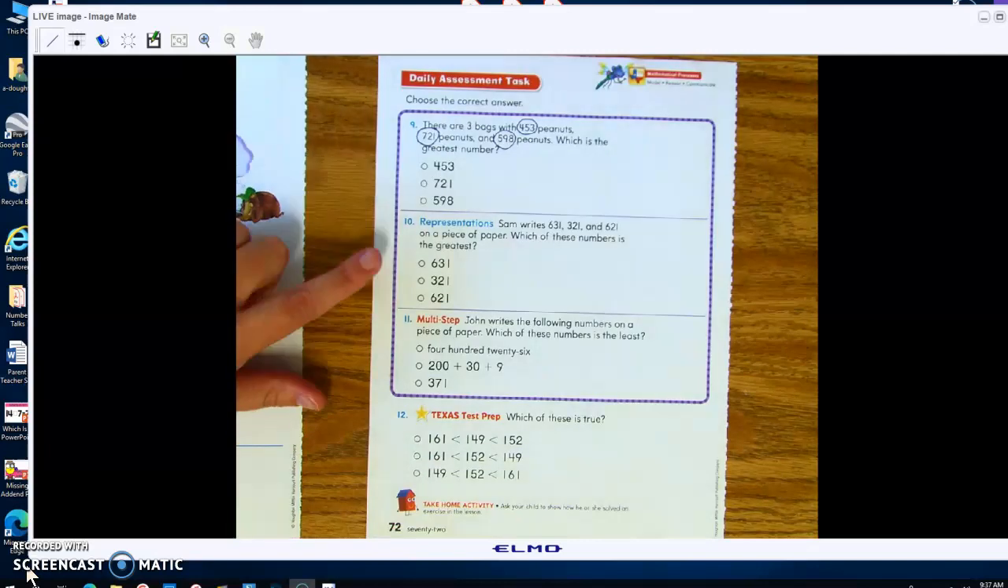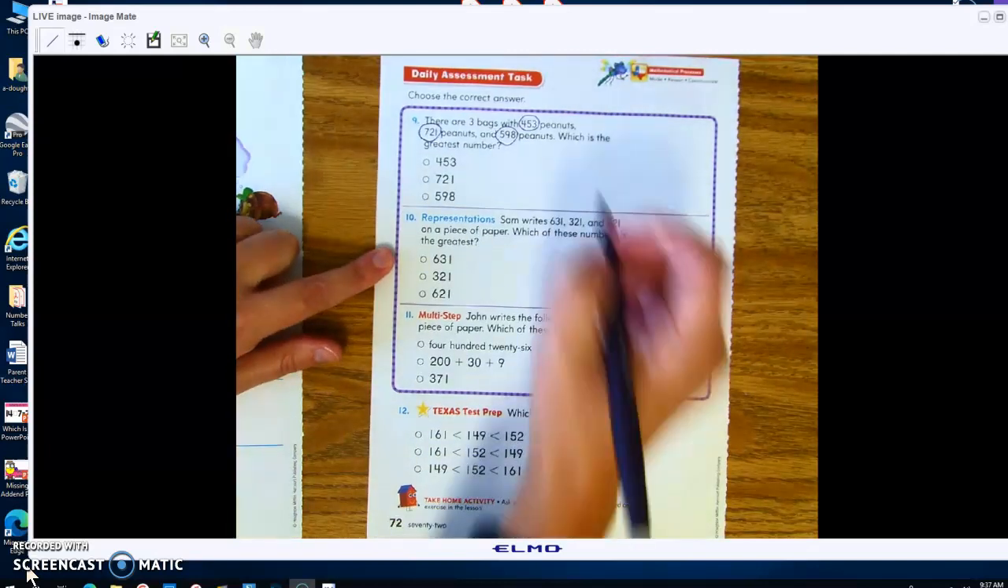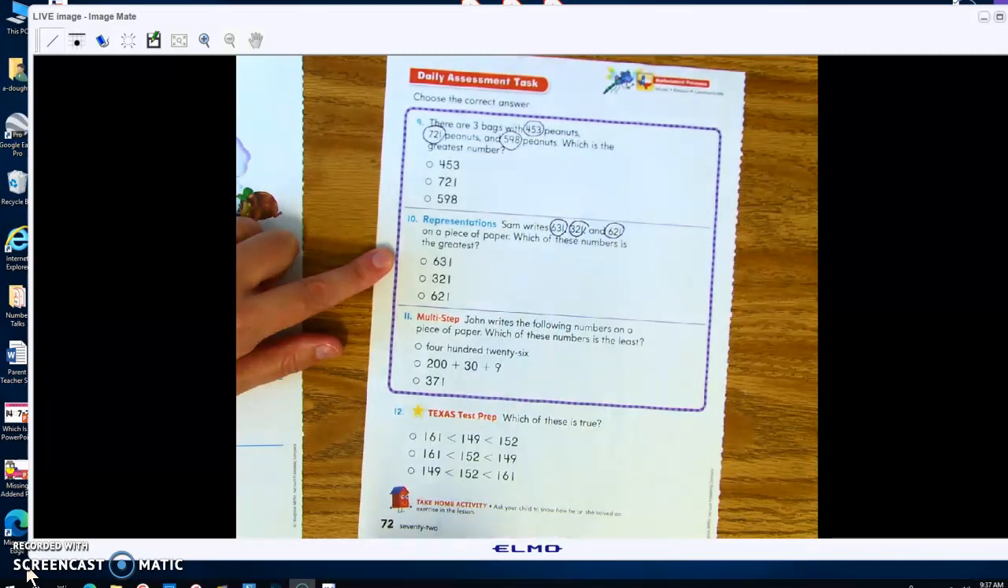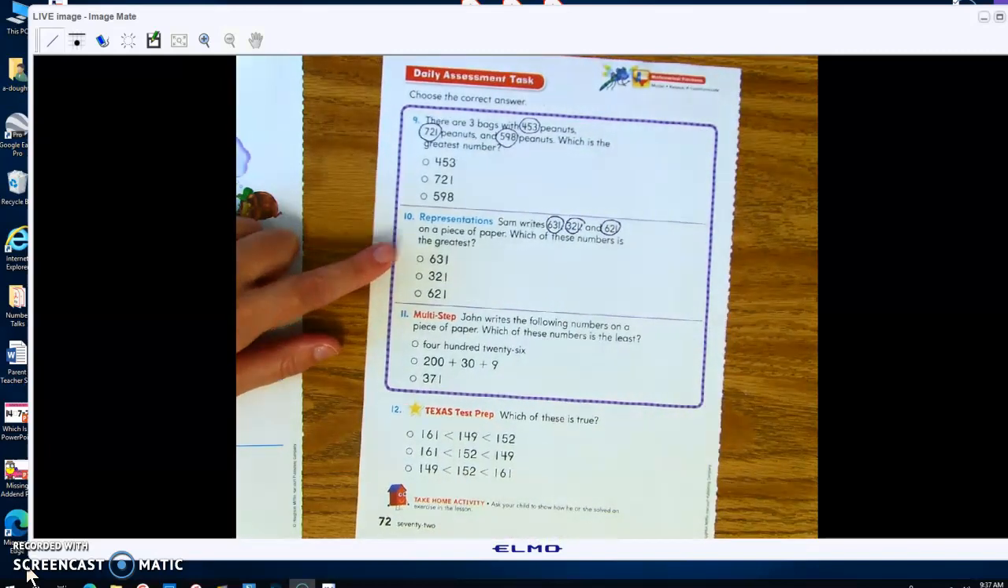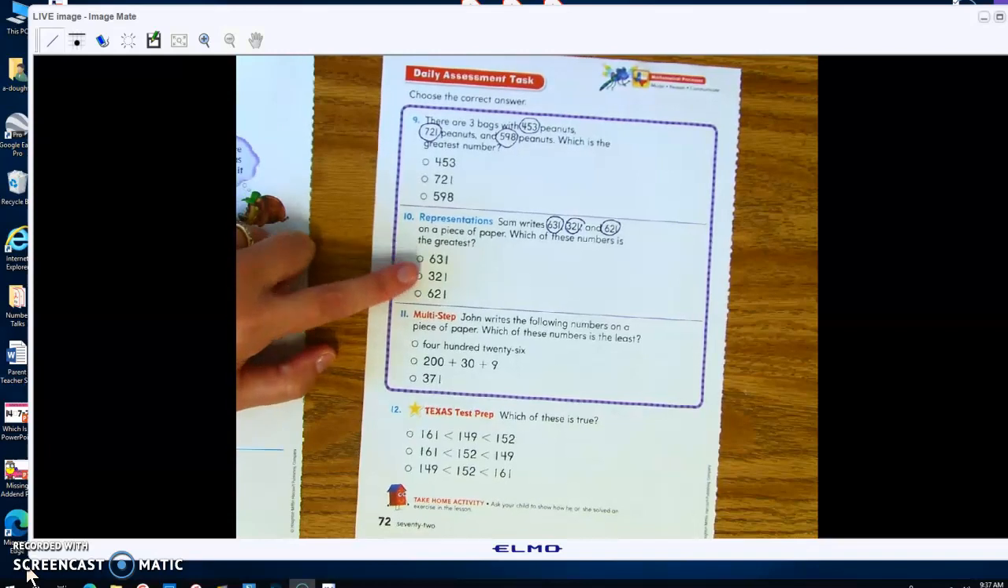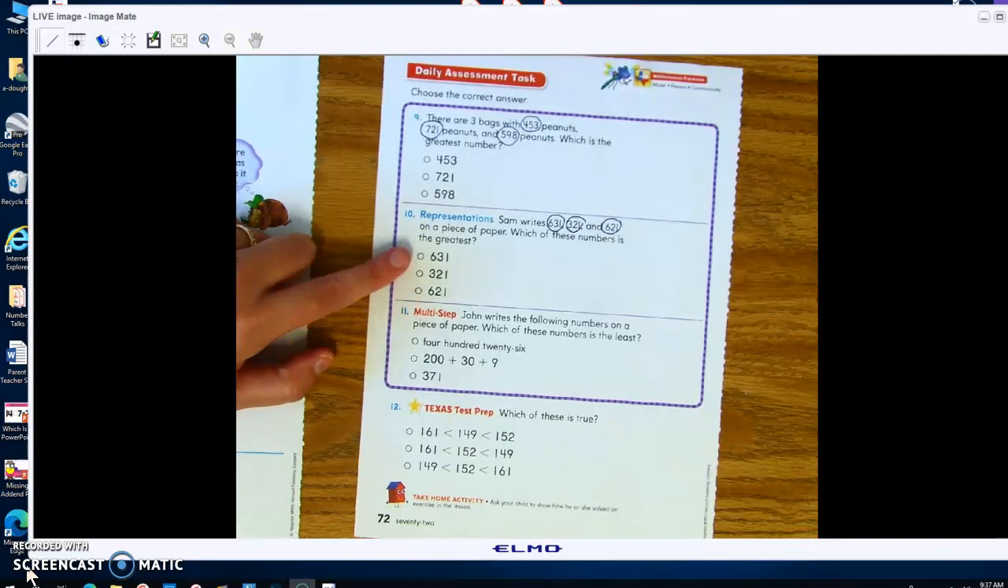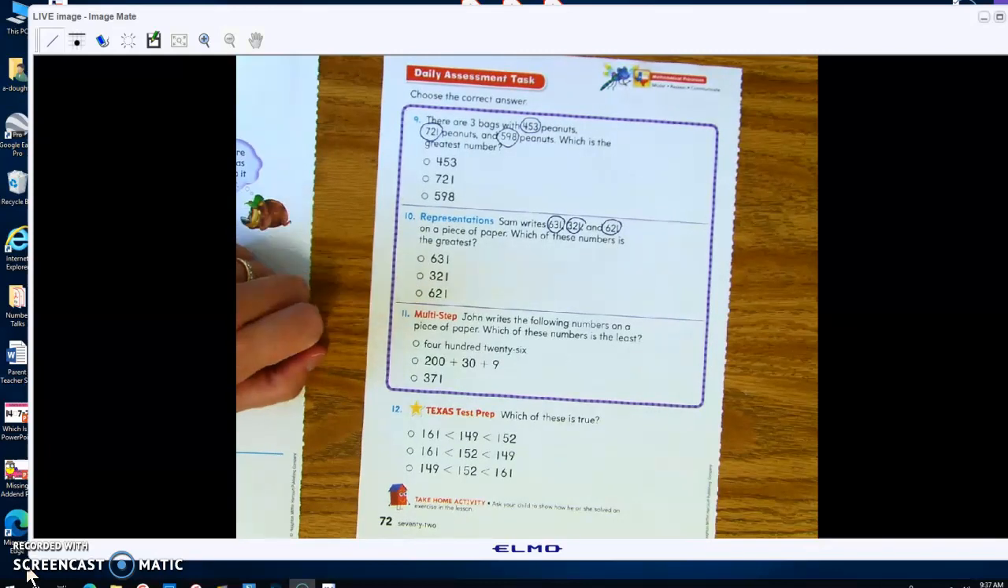Okay, number 10. Sam writes 631, 321, and 621 on a piece of paper. Which of these numbers is the greatest? Look down here. Which of these numbers is the greatest? Which one's the biggest? Greatest means biggest. Which of these 3 numbers is the biggest?